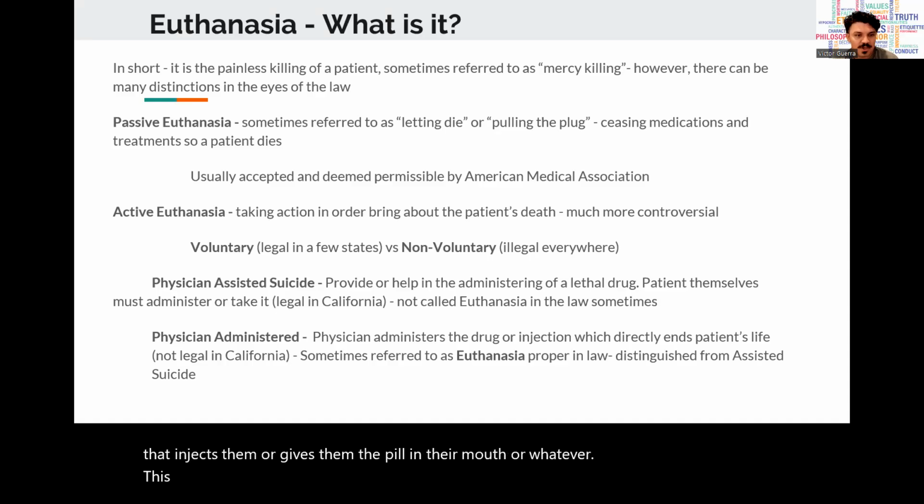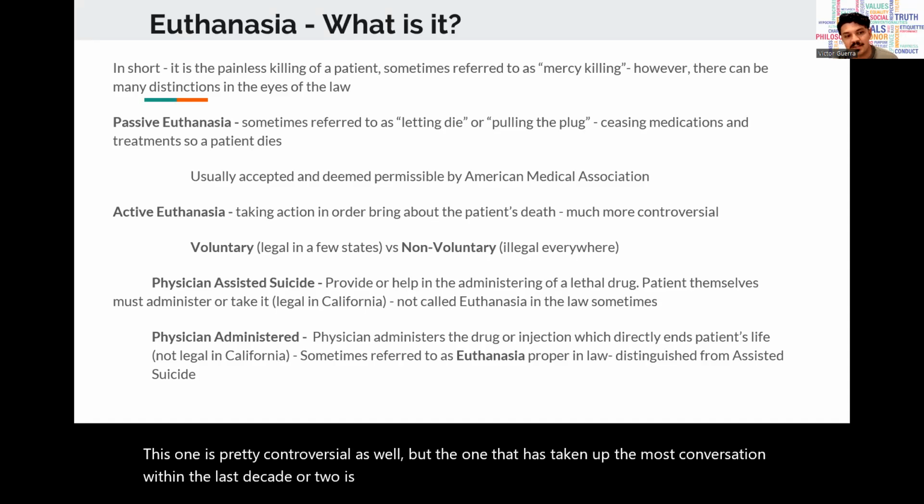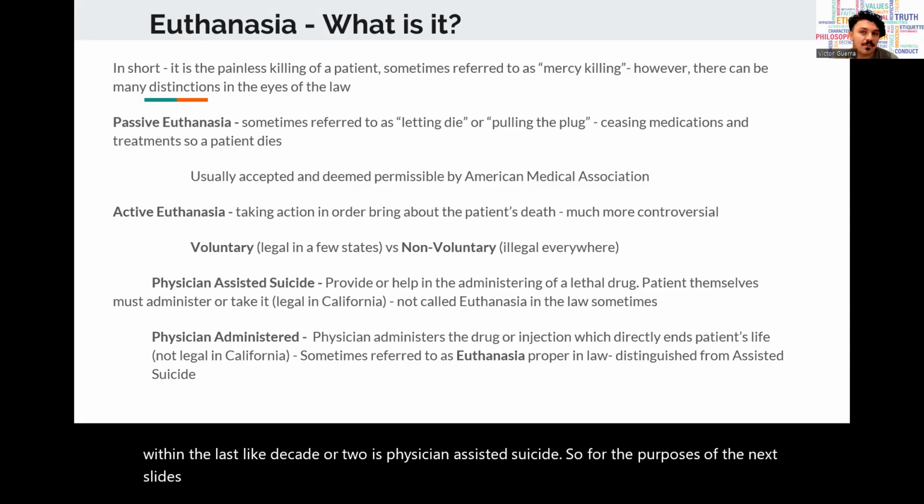This one is pretty controversial as well. But the one that has taken up the most conversation within the last decade or two is physician-assisted suicide. So for the purposes of the next slides that follow, we're mostly going to be focusing on that one.